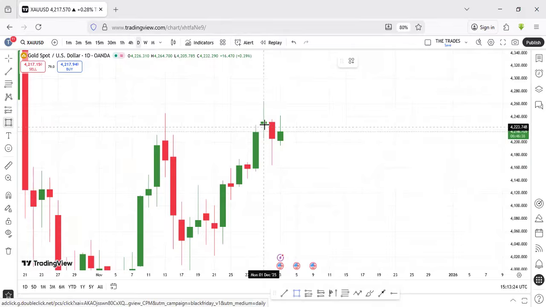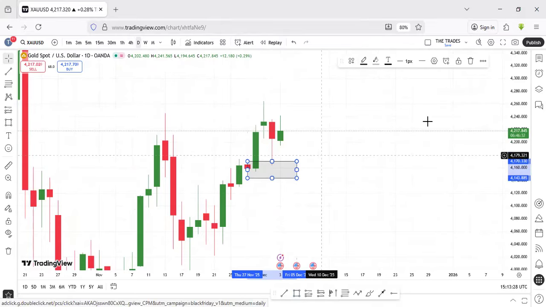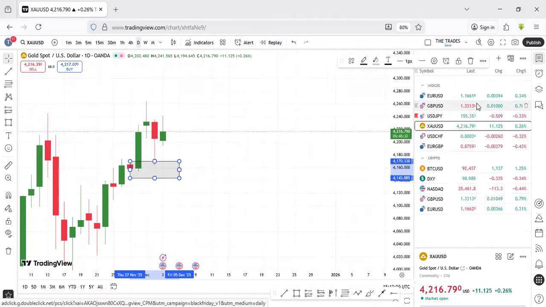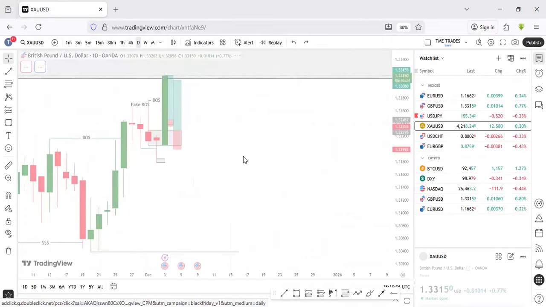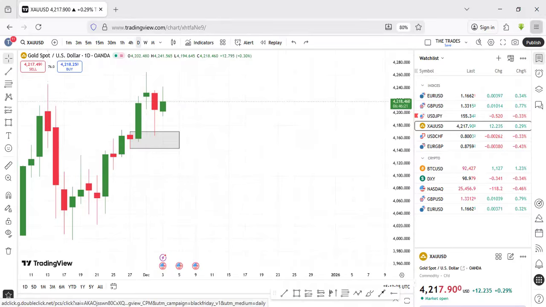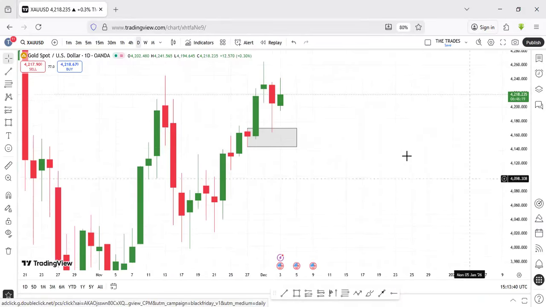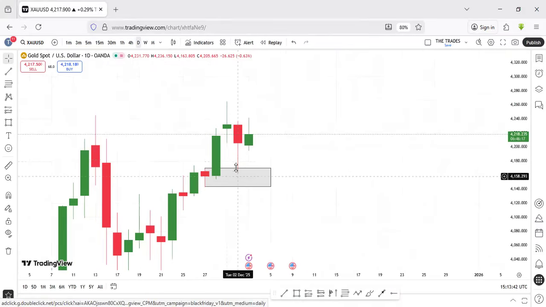As you can see, this market came to fill this particular daily order block, which is what we are also expecting to happen on GBPUSD, to come and fill this order block, just as it happened here on gold, right? Currently, it has already filled this order block on daily, and we are now expecting more continuation to the upside.